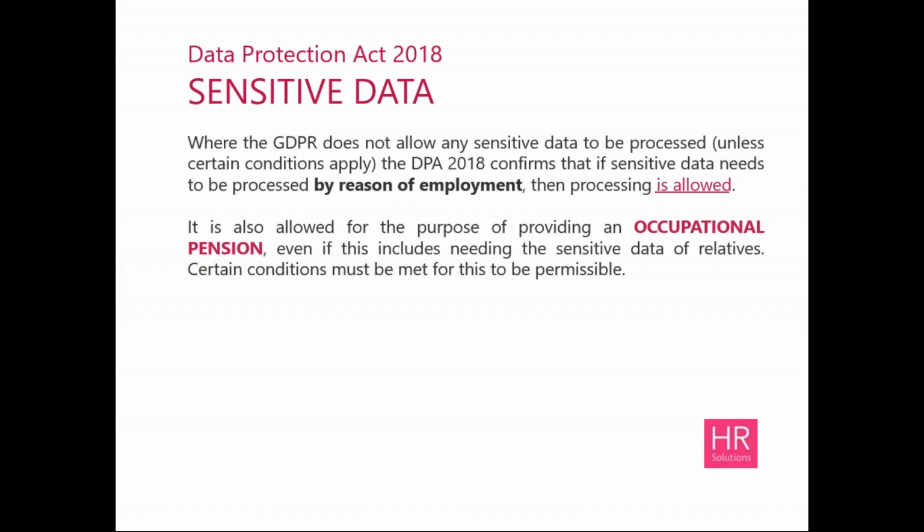We can also process it in connection with providing an occupational pension. Okay, now there are certain conditions for this, and again, if you did want to speak to me further, please do get in touch for some advice. But in effect, if you are operating an auto-enrollment pension scheme, then you are allowed to process sensitive data, and it includes sensitive data of relatives, because sometimes they ask about relatives' conditions and things like that, and this allows us to process that information without the consent of the relative.